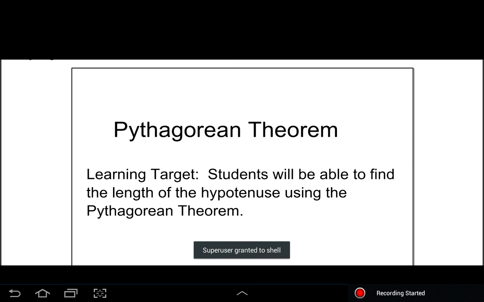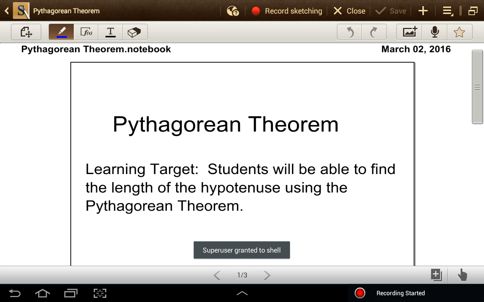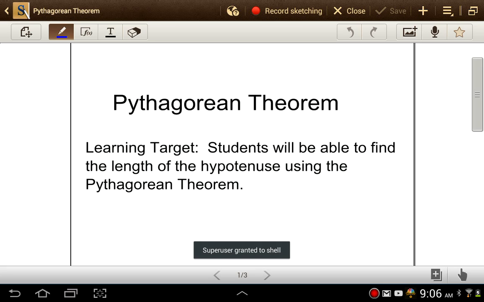The objective is that students will be able to find the length of the hypotenuse using the Pythagorean Theorem. Okay, so we're going to be learning what the Pythagorean Theorem formula is, and then how to apply the Pythagorean Theorem to right triangles. If you need to finish copying that down, go ahead. Otherwise, I'll be moving on to the next slide.